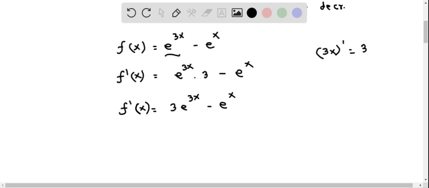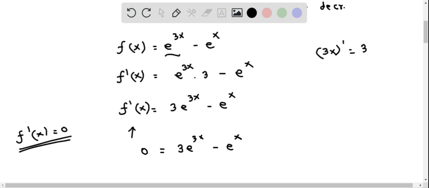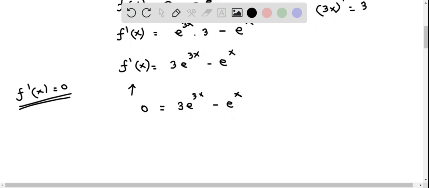Now we should find the critical point of this function. For that, we set up this equation, that is f prime of x equals 0, and solve for x. So let's replace f prime of x equal to 0, and this gives 0 equals 3 e power 3x minus e power x. I'm going to factor e power x from the right side expression. That is, I factor e power x.